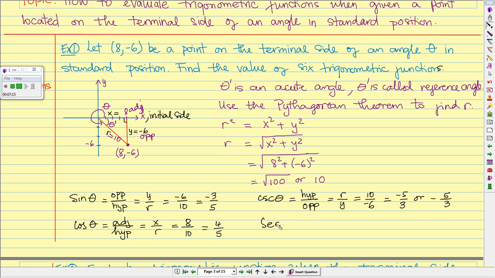Now, since we have cosine, we can find the reciprocal. These are reciprocals, not inverse functions, because we have found in the quiz that some of your classmates are still confused. They thought that cosecant is the inverse of sine. No, cosecant is the reciprocal of sine. And the same thing with the secant function: it is the reciprocal of cosine. So I'm going to flip the fraction to be hypotenuse over adjacent, so that will be r over x. Substitute, your r is 10, your x is 8. You need to reduce the fraction, so that will give you 5 over 4.